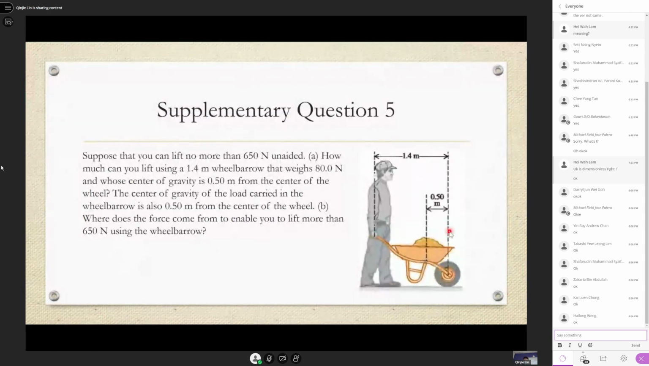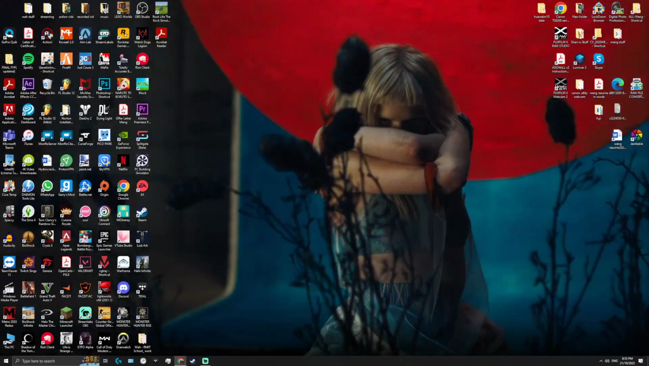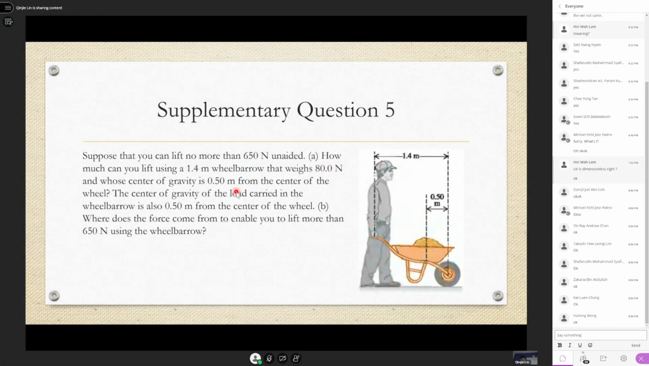Yeah, then question 5. Suppose that you can lift no more than 650 newtons unaided. How much can you lift using a 1.4 meter wheelbarrow that weighs 80 newton and whose center of gravity is 0.5 meters from the center of the wheel? They also illustrate for you nicely. So 0.5 meter from the wheel. The center of gravity of the load carried in the wheelbarrow is also 0.5 meter from the center of the wheel. Where does the force come from to enable you to lift more than 650 newton using a wheelbarrow?